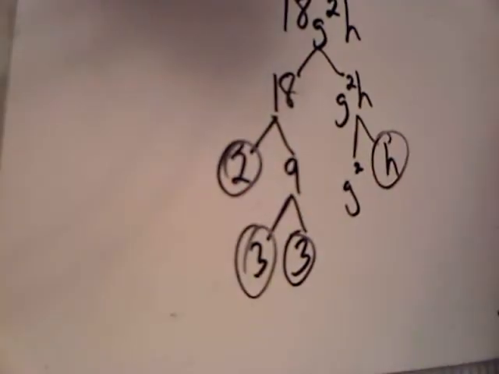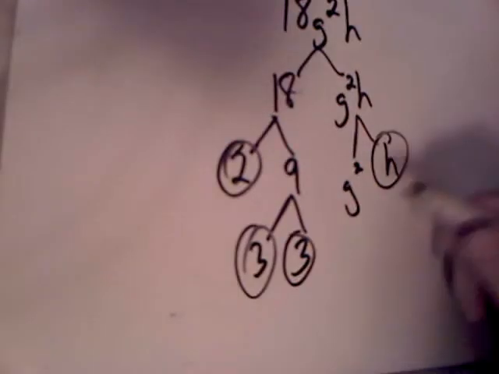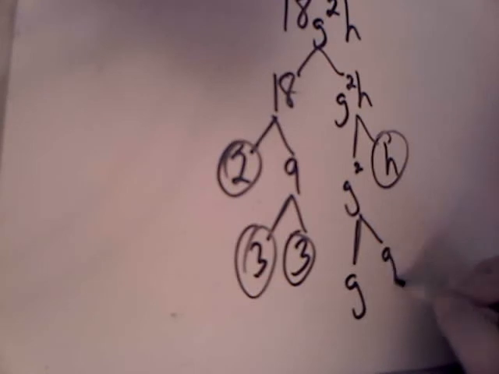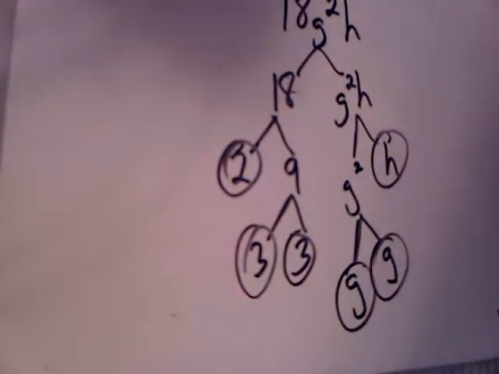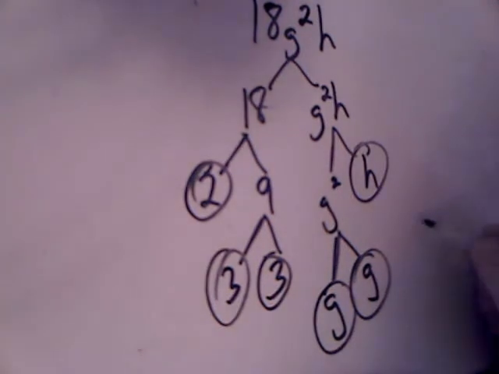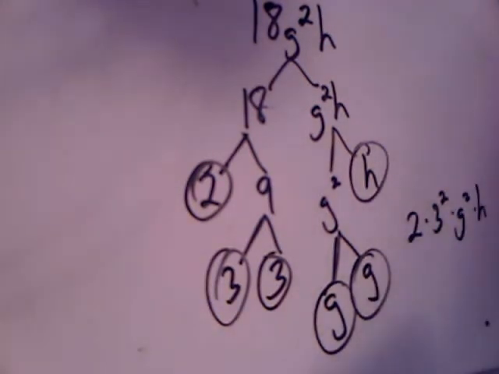So I can break down g to the second into g times g. So my prime factors for 18g to the second h are 2 times 3 to the second times g to the second times h.